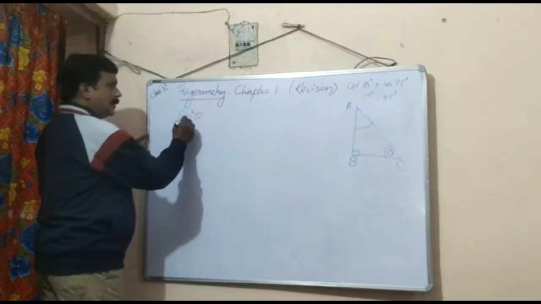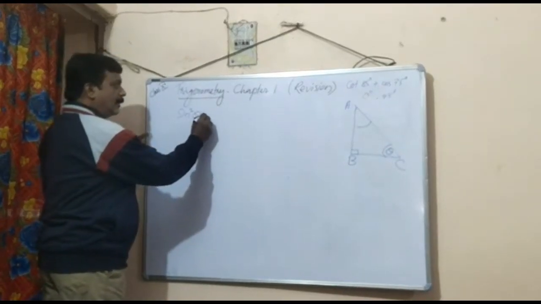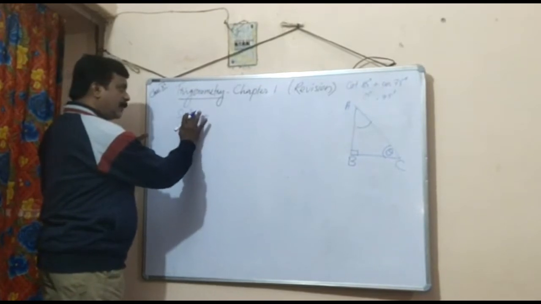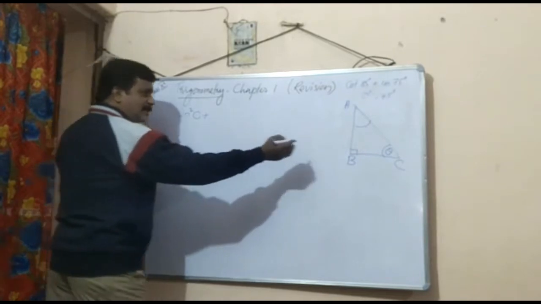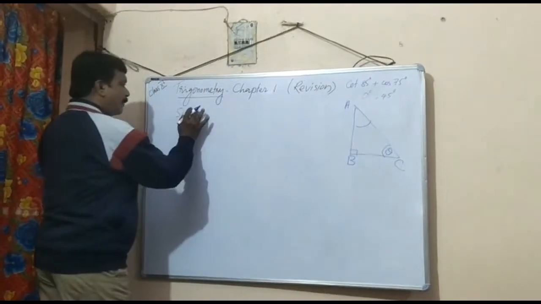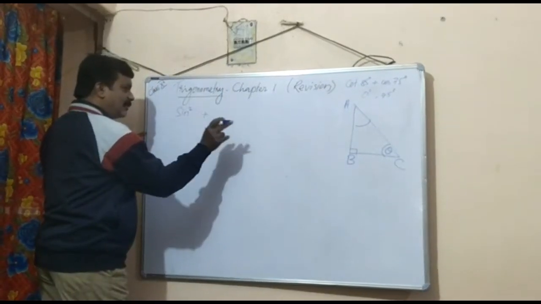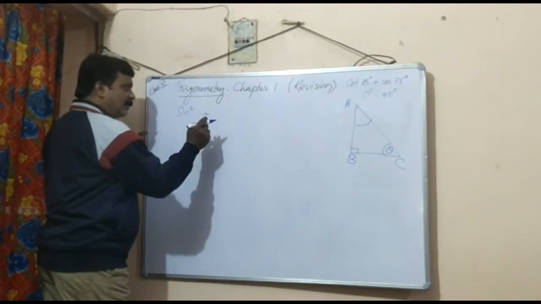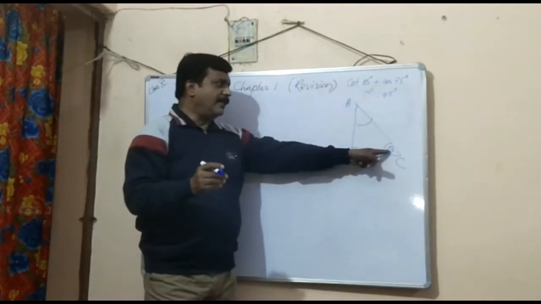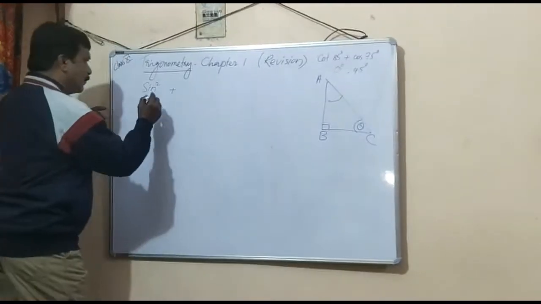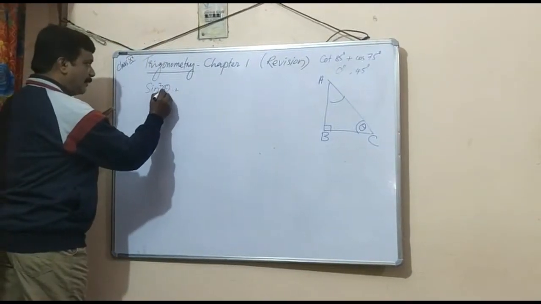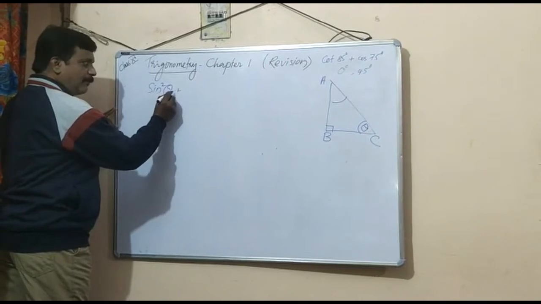So sine squared theta. Instead of theta you may write C also, because that is angle C. I am not writing C there, I am writing theta because its measurement is given. Measurement means how many degrees, like 85 degree or 75 degree. So I am taking sine squared of the measurement of the angle theta.